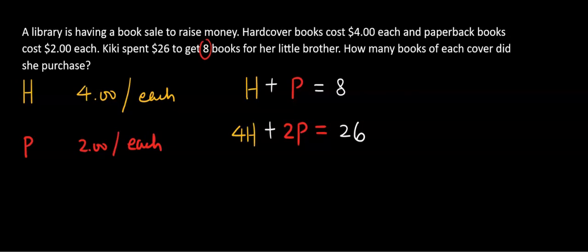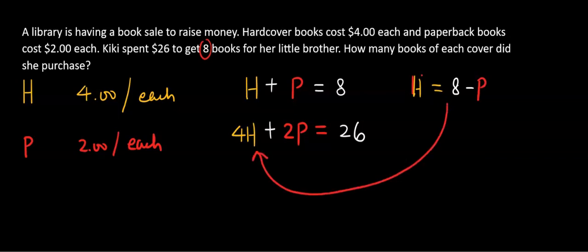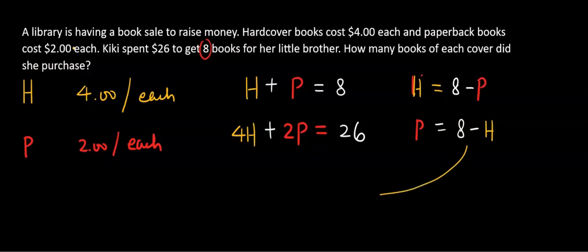You can use substitution. You can say H is 8 minus P, and then you can substitute. When you say H, you're going to use 8 minus P. In this case, you solve for H first. You can also say P is 8 minus H. In this way, you're going to plug in right here and find out what H is.